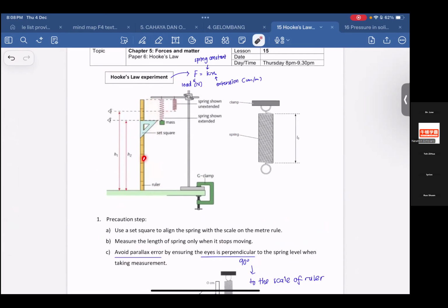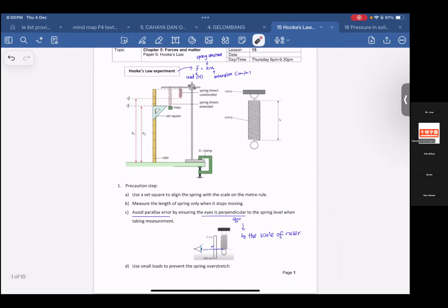So this diagram can be improved by moving the ruler nearer. Then using the set square, this part is horizontal. If you say, teacher, can I draw like this? Yes, it's also using the horizontal part. If you want to draw like this, can or not? Can. But don't draw somewhere here, for what? What do you want to measure? I don't know. So this is some summary.